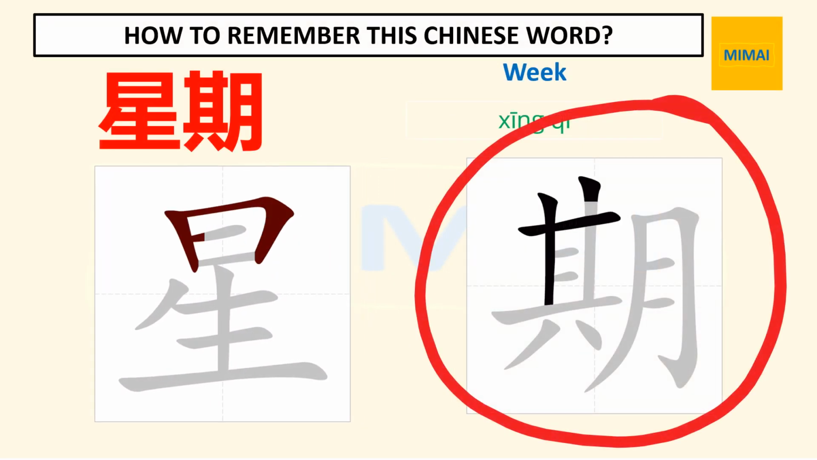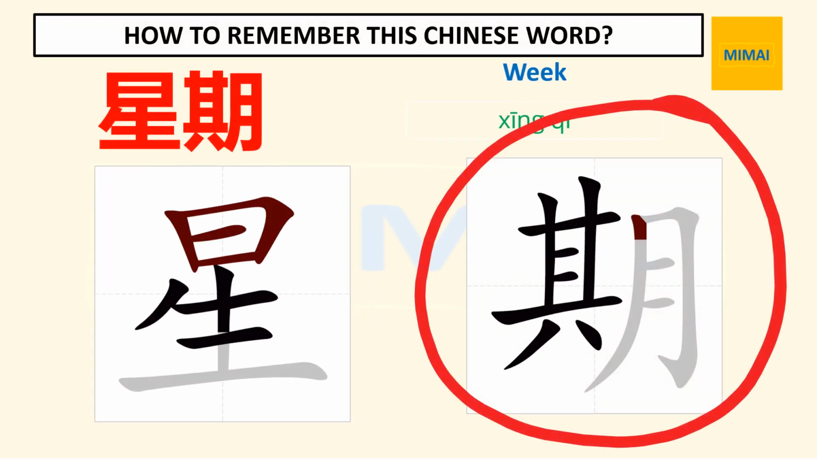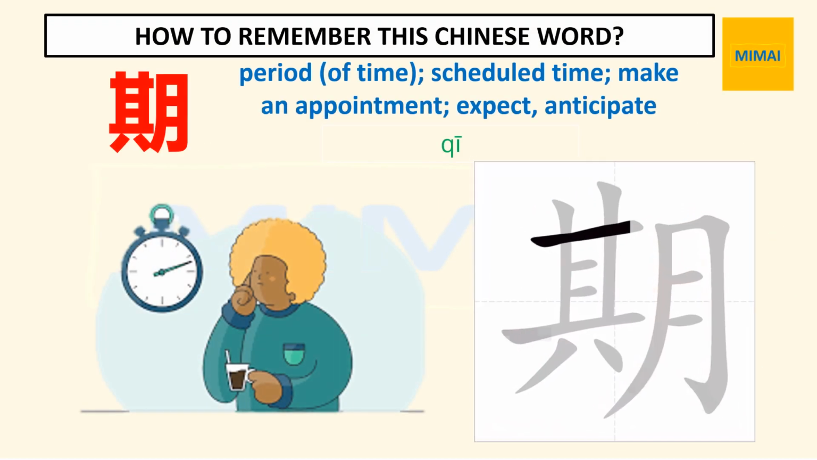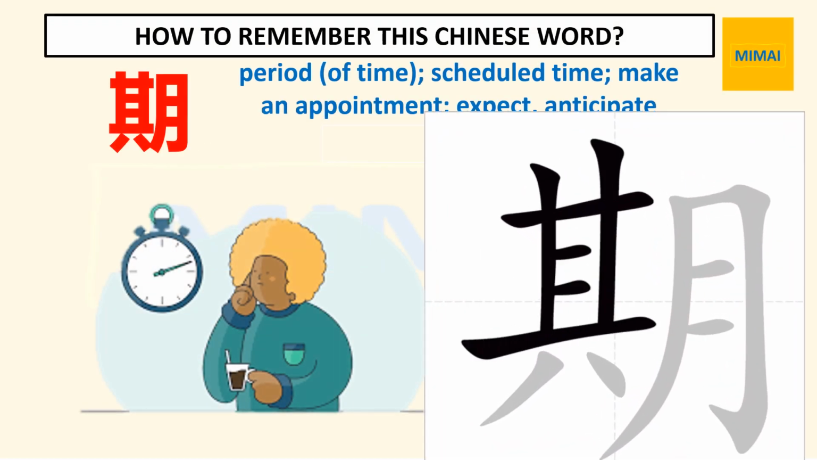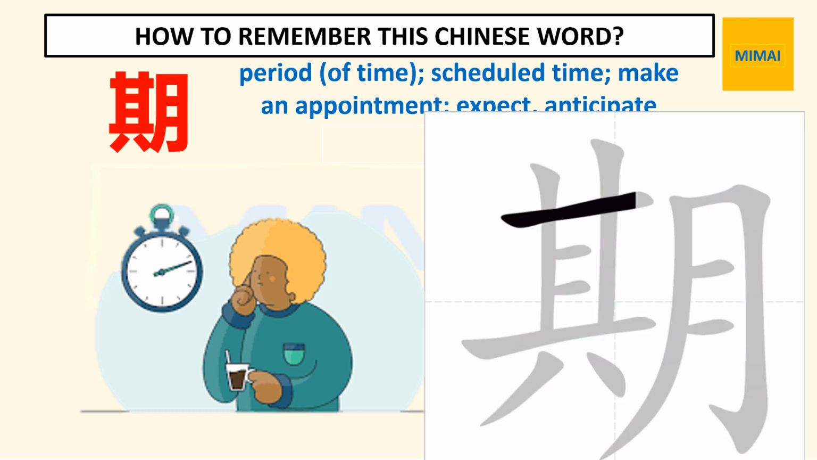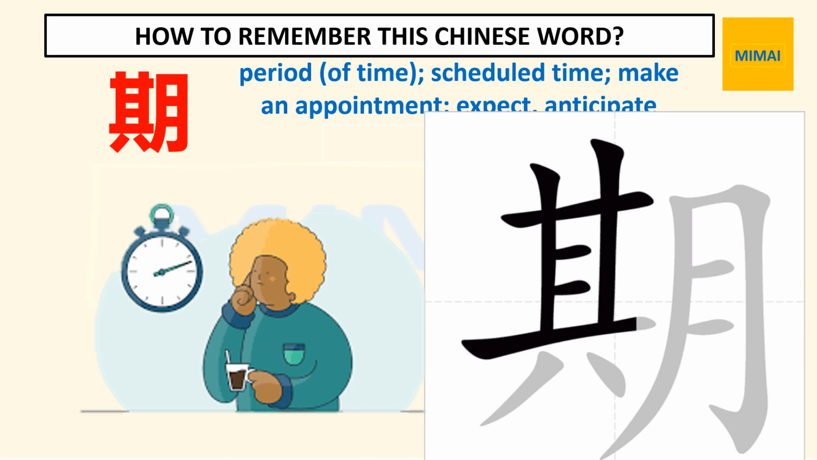Now we see the second letter. The second letter means period, of time, scheduled time, make an appointment, expect, anticipate. This word is pronounced as follow. 七.